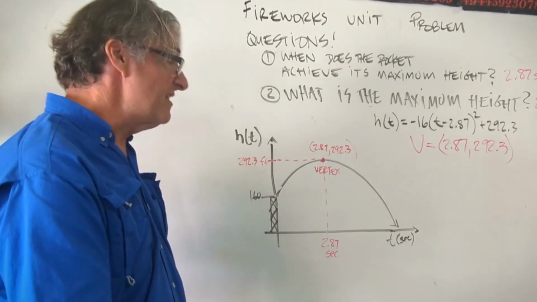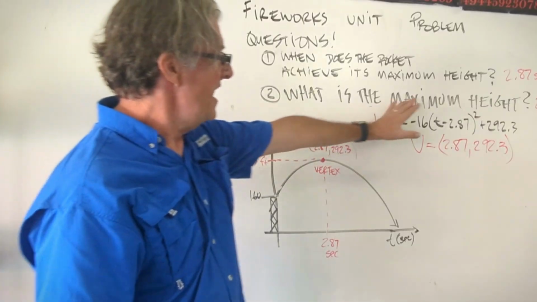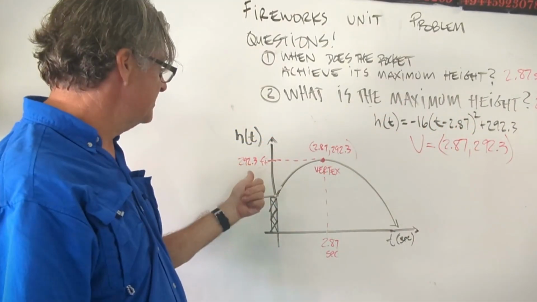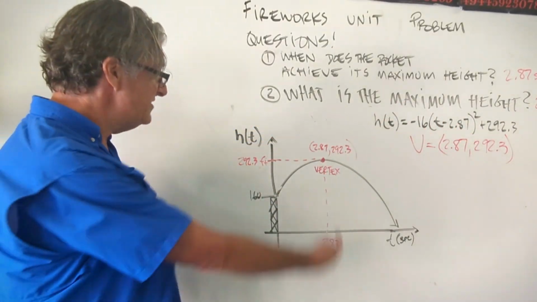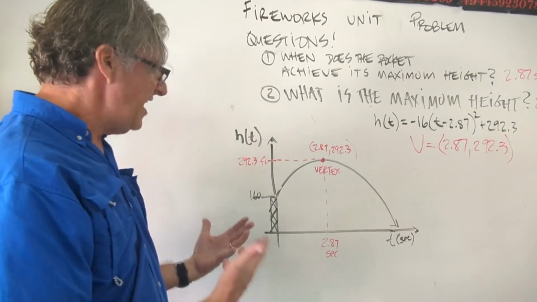Now, what is that height? That's given by the function, or the y value. If you plug this in to any of the parts of the function, any forms of the function, it's going to spit out this number, and that's the height at 2.87 seconds. So that's how we solve this.